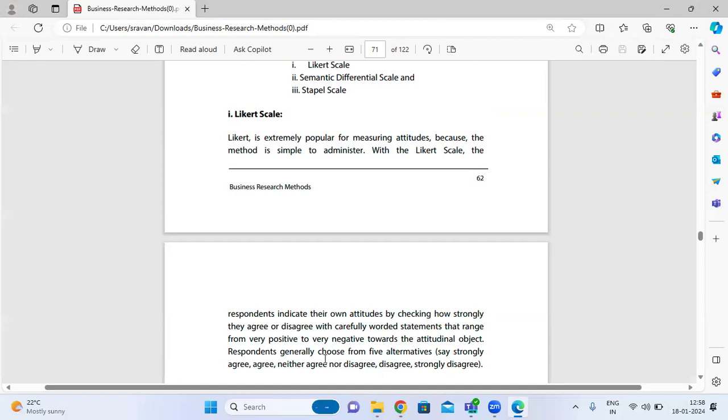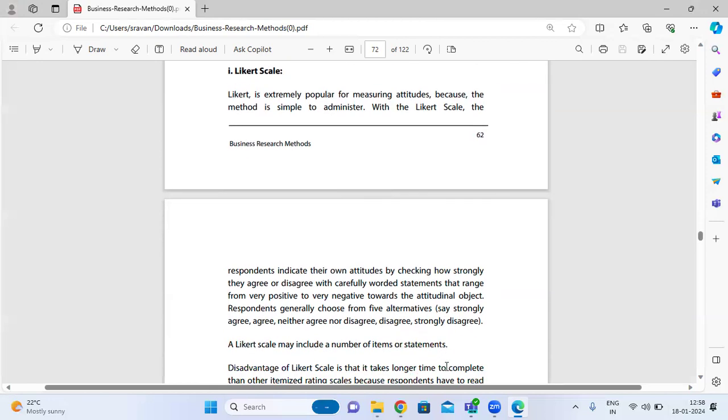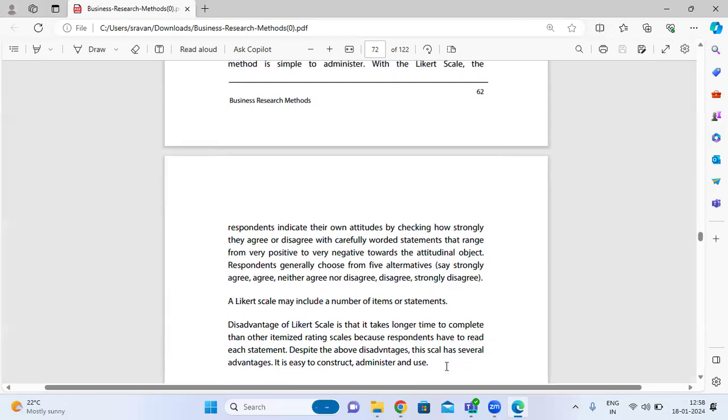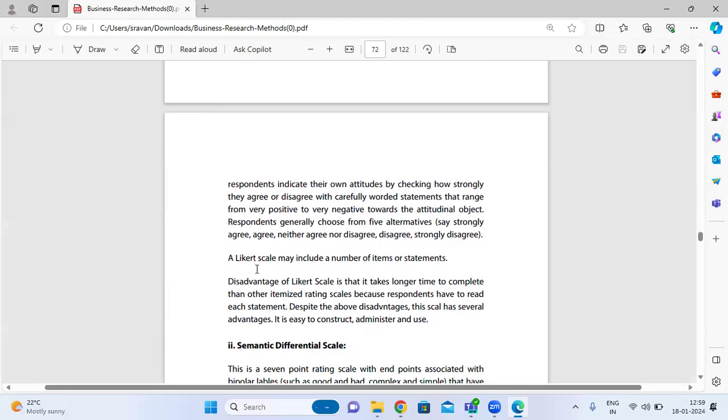Respondents generally choose from five alternatives: strongly agree, agree, neither agree nor disagree, disagree, and strongly disagree. A Likert scale may include a number of items or statements.